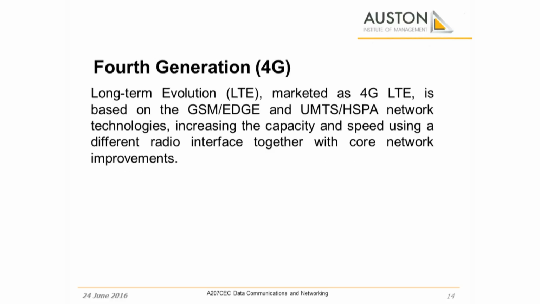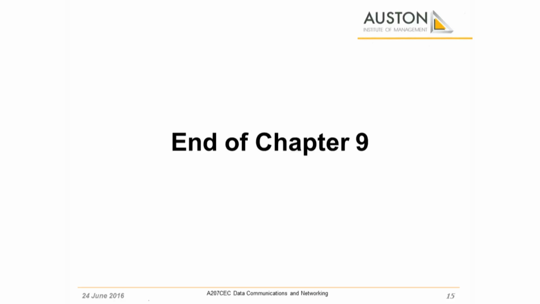The 3G concept started in 1992 when ITU issued a blueprint called the Internet Mobile Communication 2000, that is IMT 2000. Long-term evolution, LTE, marketed as 4G LTE, is a standard for wireless communication of high-speed data for mobile phones and data terminals. It is based on the GSM/Edge and UMTS/HSPA network technologies, increasing the capacity and speed using a different radio interface together with core network improvements. The standard is developed by the 3GPP, that is, Third Generation Partnership Project, and is in industry use as 4G Release 9. That sums up our discussion and the module A207 as a whole.